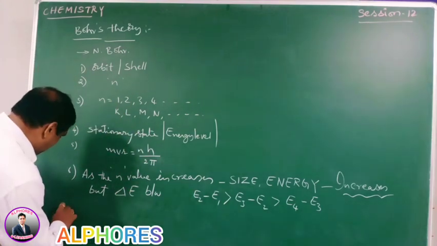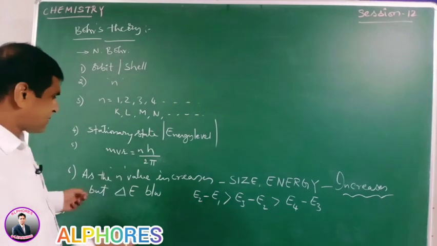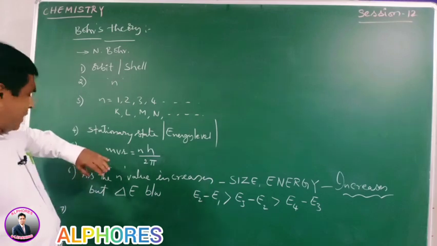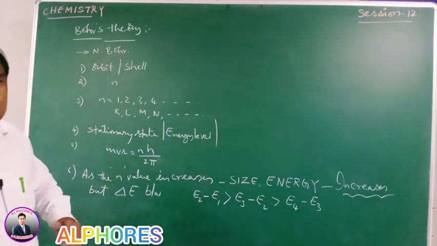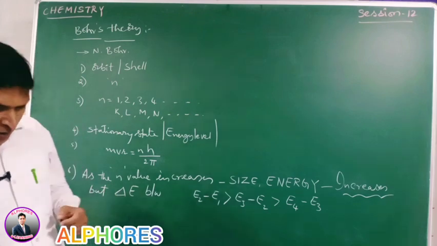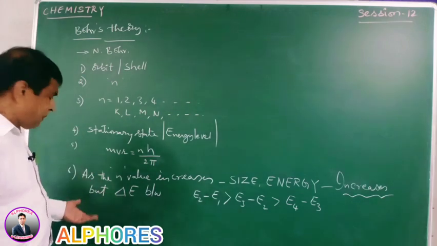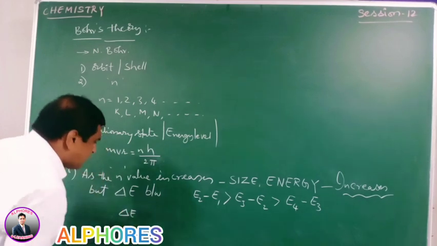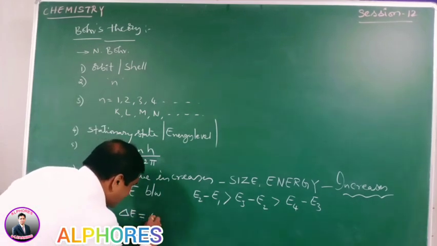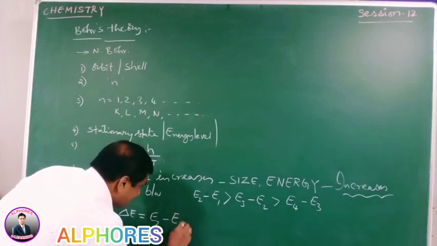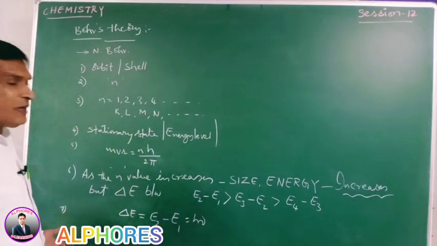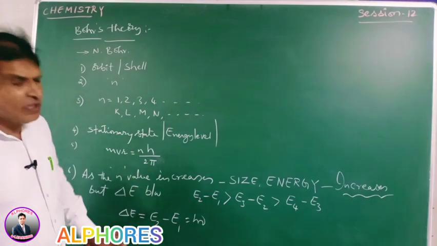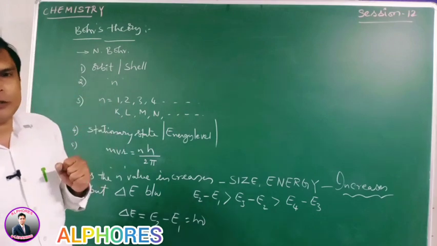Now coming to the seventh point: when an electron transition takes place between two energy levels, the change in energy, delta E, is equal to E2 minus E1, which equals h nu. When an electron transition takes place between two energy levels, the change in energy is given by this expression.